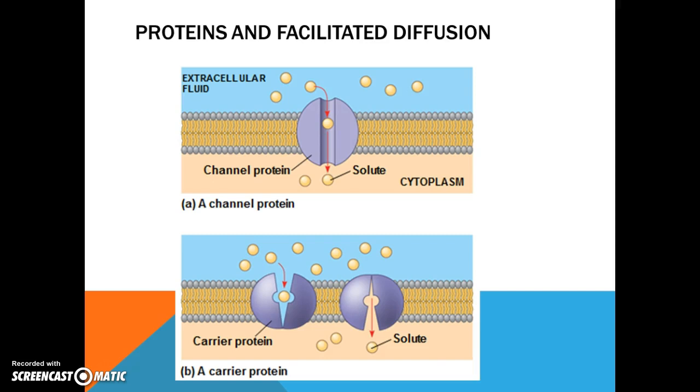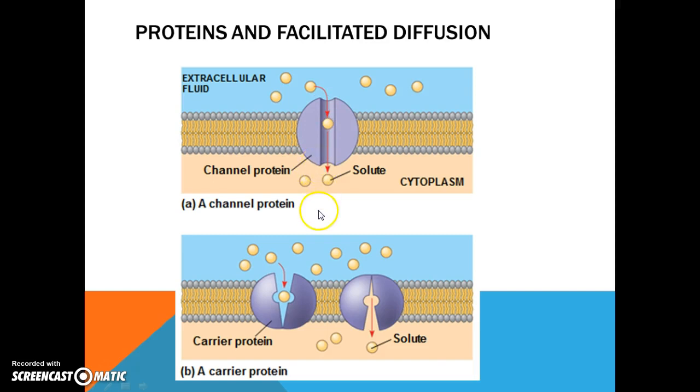The one difference that we really have between facilitated diffusion and diffusion is a protein channel is required. Hence the name facilitated, to help. So to help these solutes cross the membrane. Now, facilitated diffusion can occur with different types of proteins. One would be a channel protein mentioned in the second part of Chapter 7. We can see the channel.